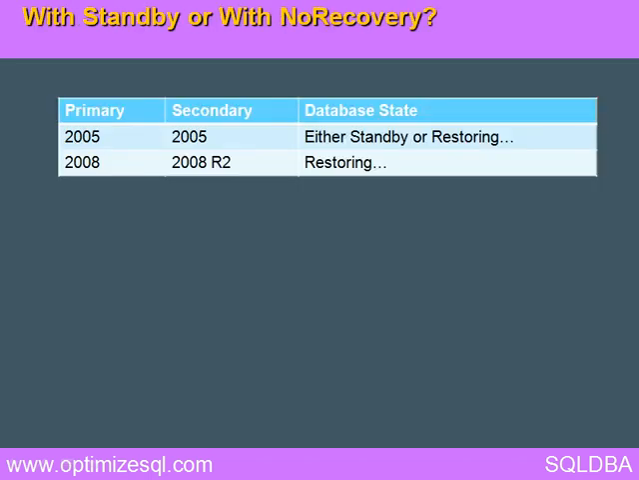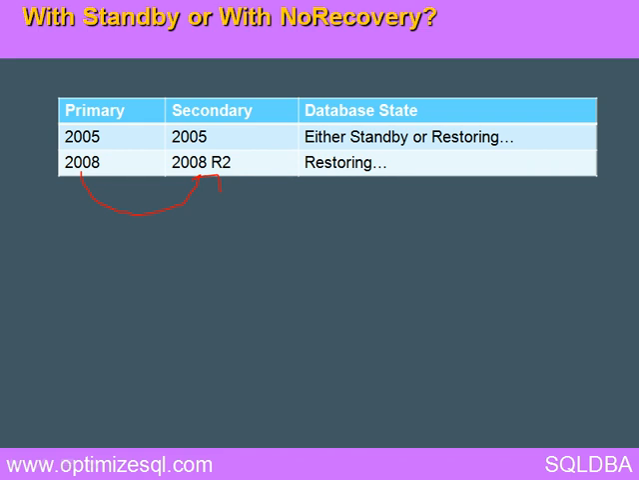For the same version, either standby or restoring. 2008 to 2008 R2 means lower to higher, so compulsorily restoring only. Why? Because we have already discussed in restoration also, it doesn't support standby from lower to higher. Sir, if we fail over from the standby to primary, it won't allow log shipping. Yes, correct. If failure happens in this scenario, 2008 R2 has become what? Primary.